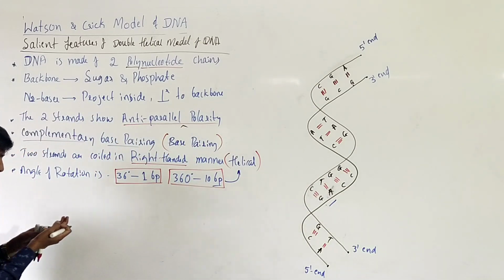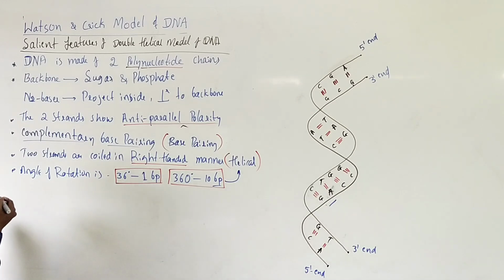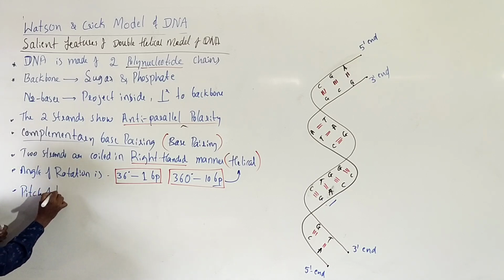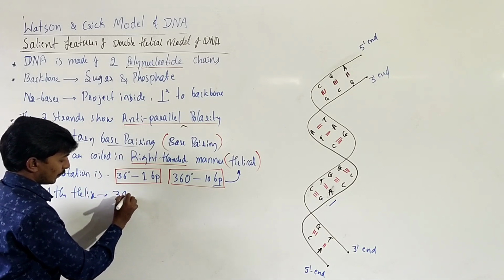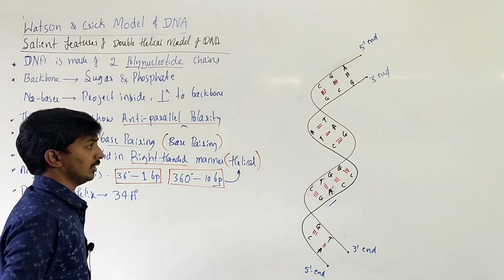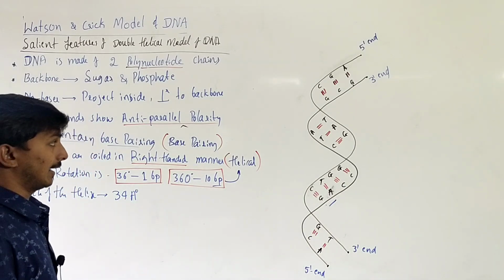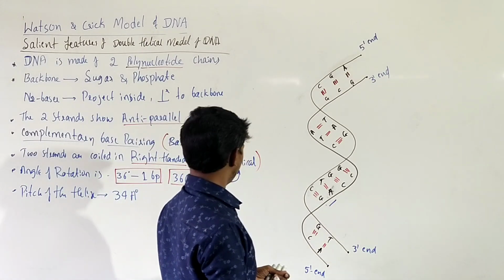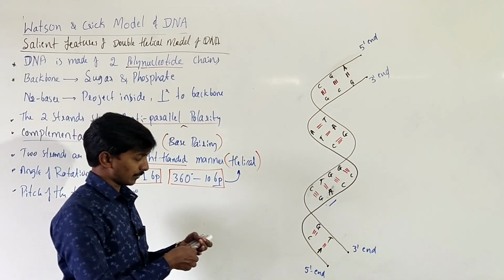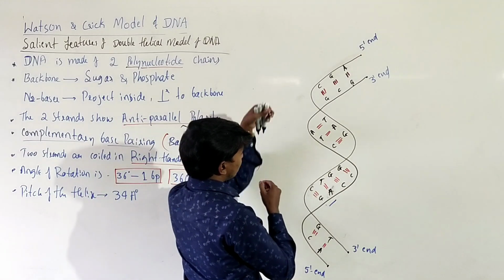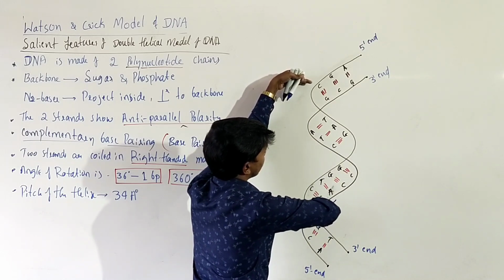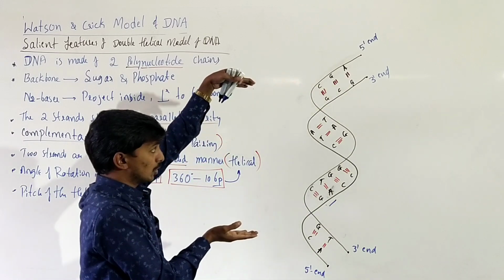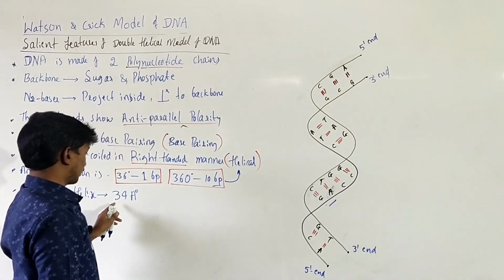Okay, that's how. Then the pitch of the helix. Pitch of the helix is 34 angstrom. What is that pitch of the helix? We said 360 degrees, 10 base pairs. So from 1 base pair, 2, 3, 4, 5, 6, 7, 8, 9, 10. So these 10 base pairs will cover the 1 helix. So the pitch of 1 helix is 34 angstrom, or the length.